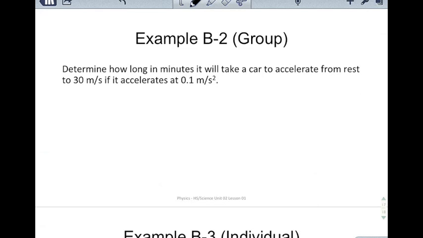This question says, determine how long in minutes it takes for a car to accelerate from rest to 30 meters per second at 0.1 meters per second squared. Now, I will tell you that the key there is solving the question and converting it to minutes. You should be able to get the correct answer of 5 minutes all on your own.